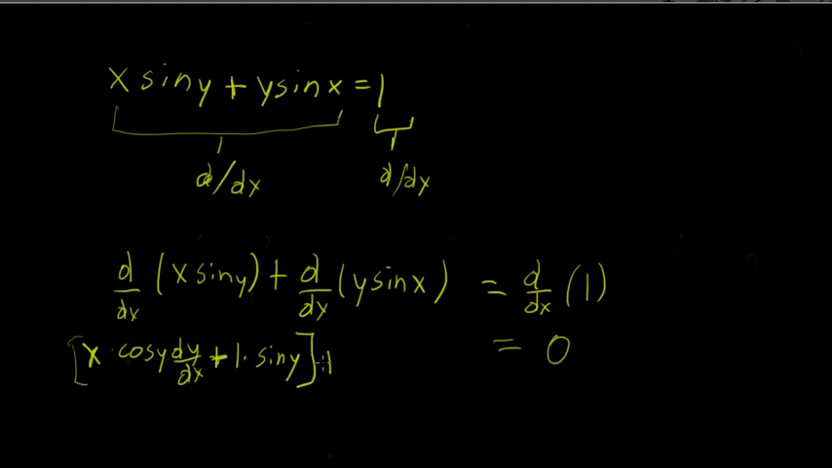Okay, and then the derivative of y sine x. Here we use the product rule again. This is just y times the derivative of sine of x with respect to x. That's y cosine of x. Plus the derivative of y with respect to x, which is dy dx, times sine of x. We just write sine of x down. Equals 0.